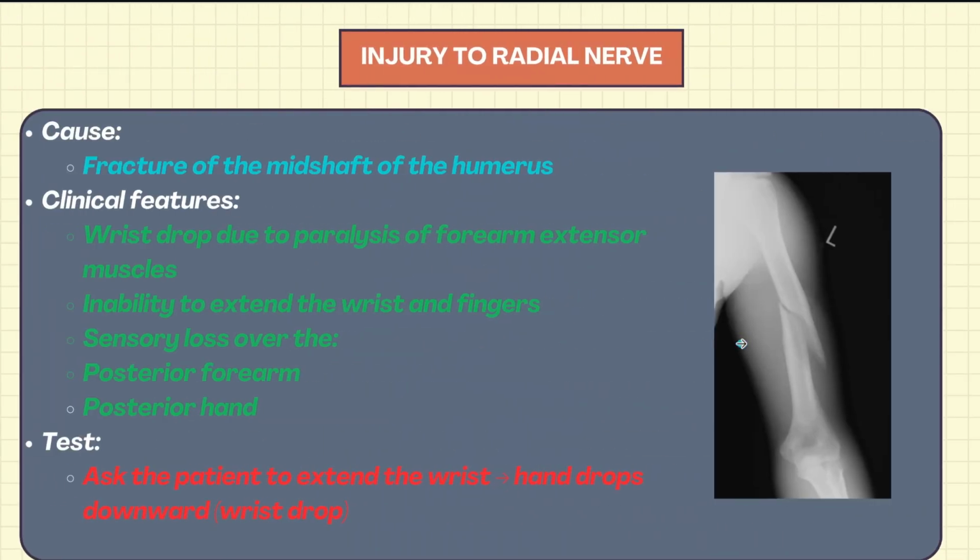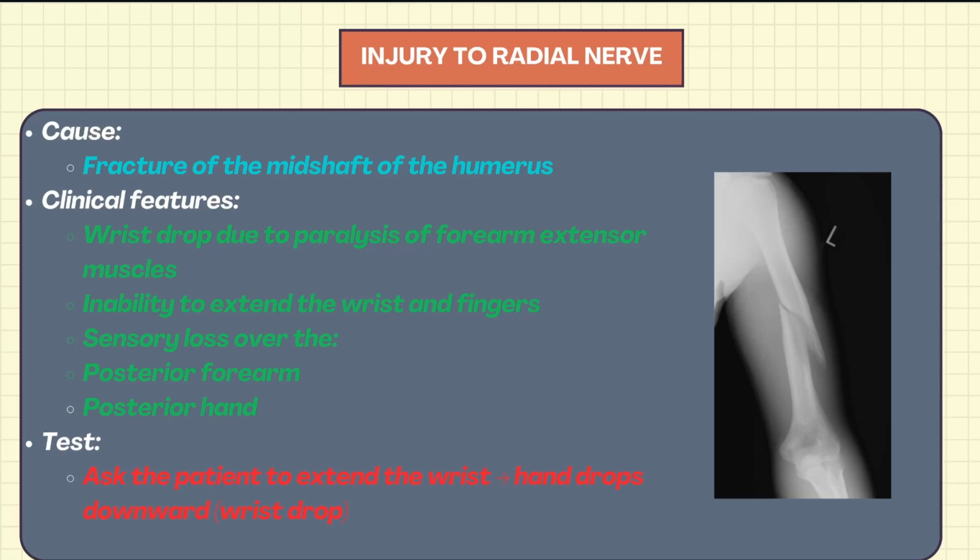Now coming to the injury to the radial nerve. We already covered all of these in hand 1 and hand 2. We're just doing this for the sake of repetition and completion. So how can someone have an injury to the radial nerve? It's a mid-shaft fracture in the humerus.